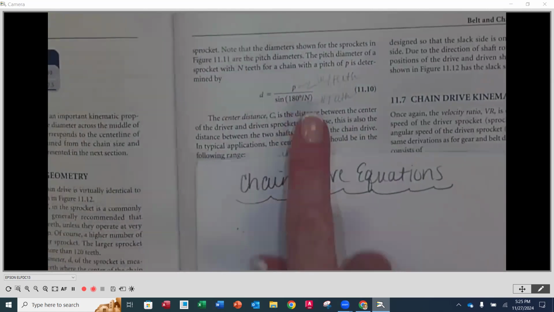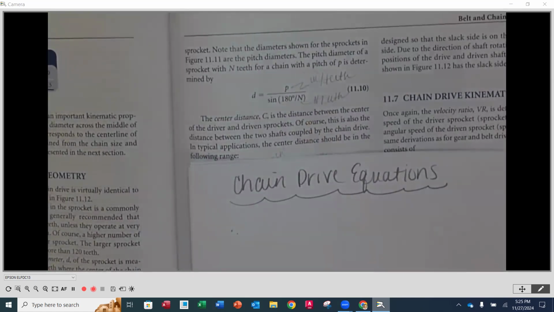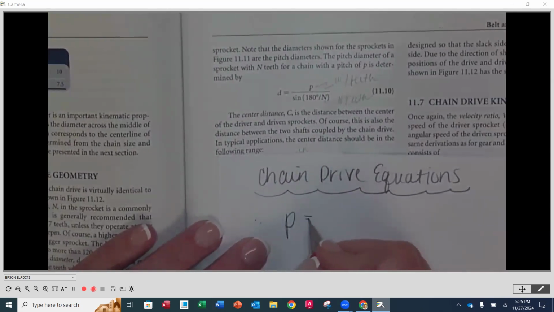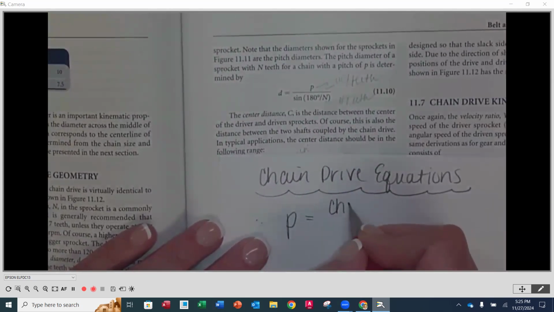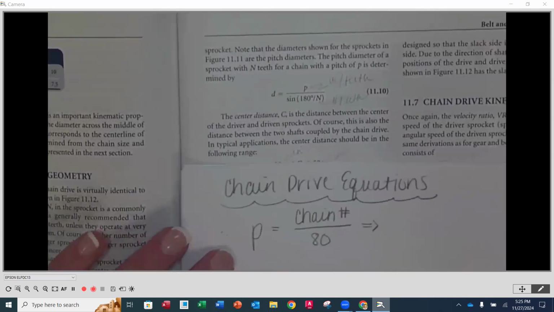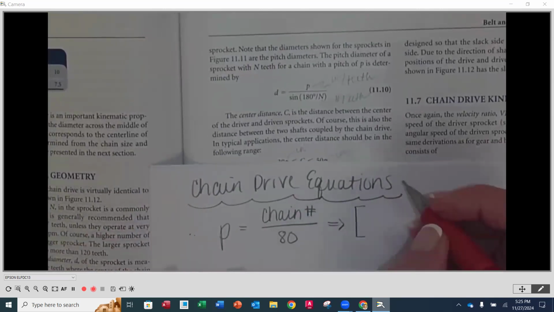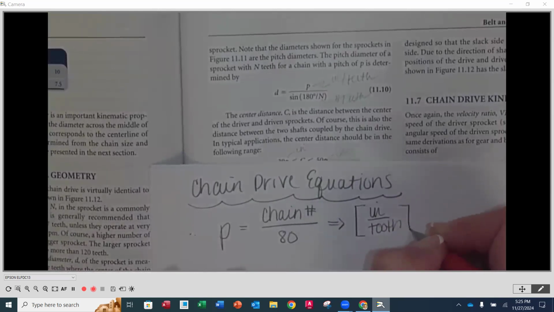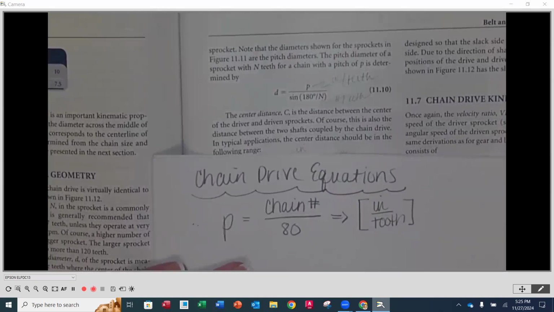Now, this is the pitch diameter one, but what I'm going to do is add one on here because they don't put it in here. They talk about it in the text, but they don't specifically put it in here. So I'm going to do the chain pitch is going to be equal to the chain number divided by 80. And what that's going to give us is units of inches per tooth.